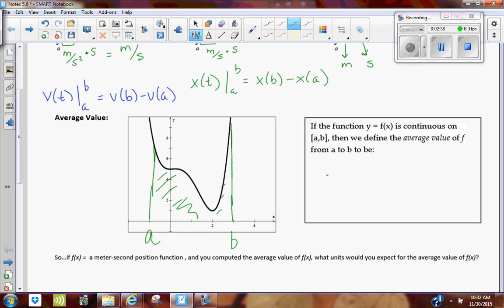Okay, so we define the average value of f. So average value is a Y value. Well, if you know the area under the curve, and you know how much you've moved on the base, how can you find the height? Just think of a rectangle. Let's say I form a rectangle here. If you know the area under the curve and you know this distance, how do you find this distance? Divide it.